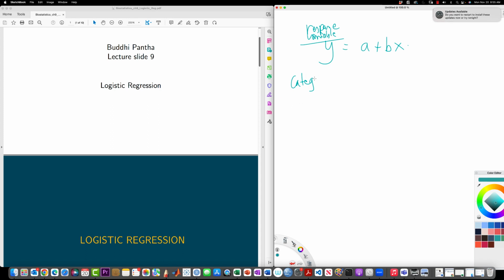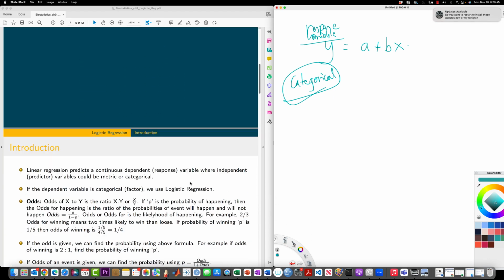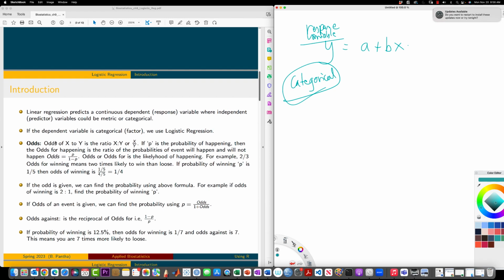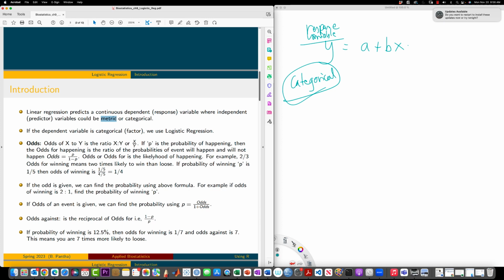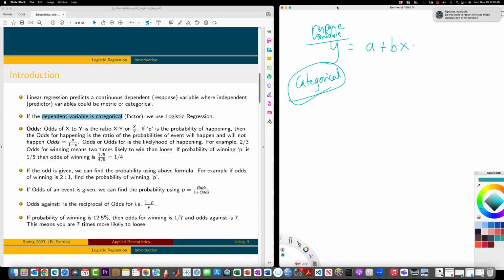But if the y variable is categorical, then linear regression does not work because it doesn't satisfy the assumptions of linear regression. So if it is categorical, then we use another type of regression called logistic regression. Linear regression predicts a continuous dependent, or response, variable, where the independent variable could be numerical, that is metric, or categorical. So if the dependent variable, or the y variable, is a factor variable or categorical variable, we use logistic regression.